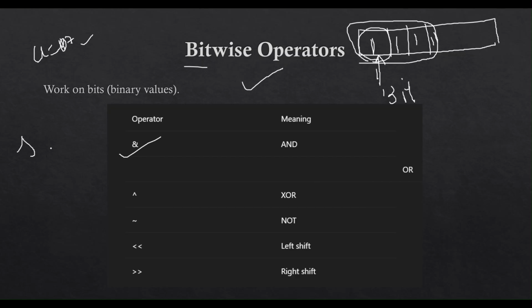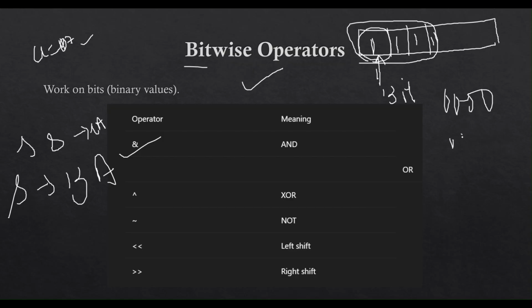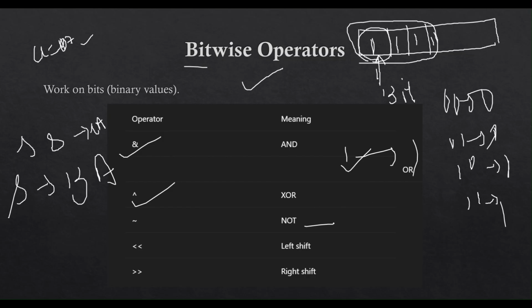See, there is double and for logical and, but here single and means bitwise and. Bitwise and means if 0 0 then it shows 0, if 0 1 then it shows 0, if 1 0 then it shows 0, and if 1 1 it shows 1. Similarly for XOR, and for not, if the input is 1 the output will be 0, and if 0 it will be 1.